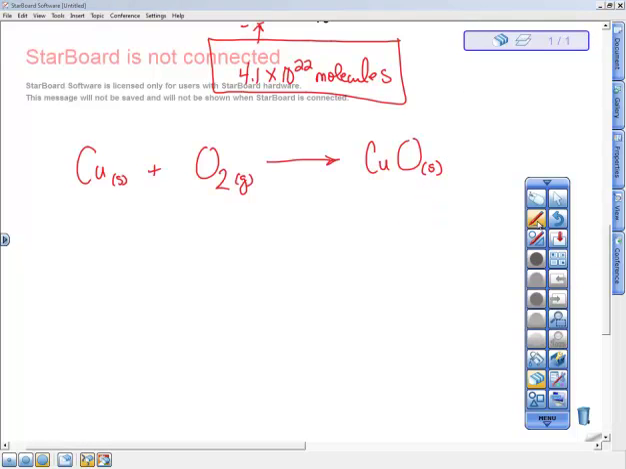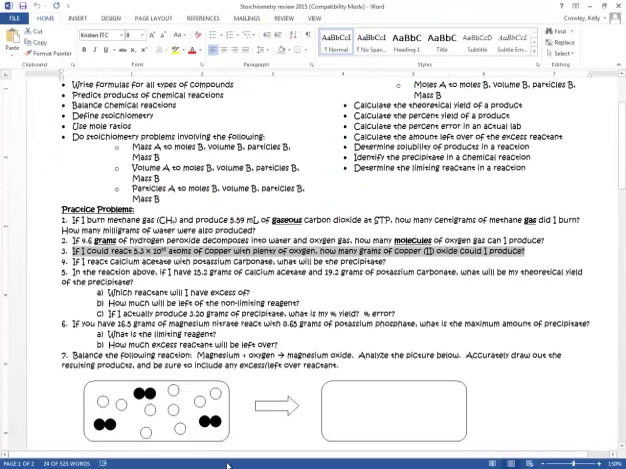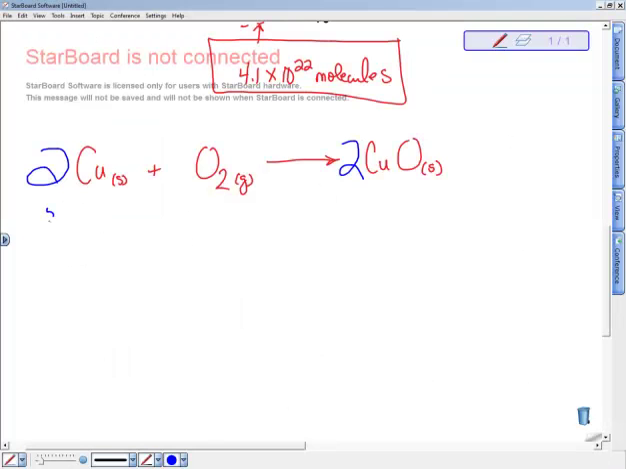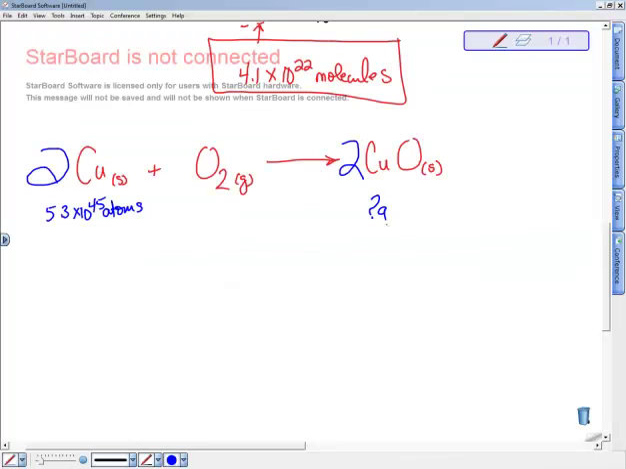So, all right, is this balanced up? Not yet. Let's get it balanced. All right, now we're ready to roll. Let's see what they want to know. Go back to the problem. They are giving you 5.3 times 10 to the 45 atoms of this. And they want to know how many grams of copper 2 oxide can you make? Question mark, grams.